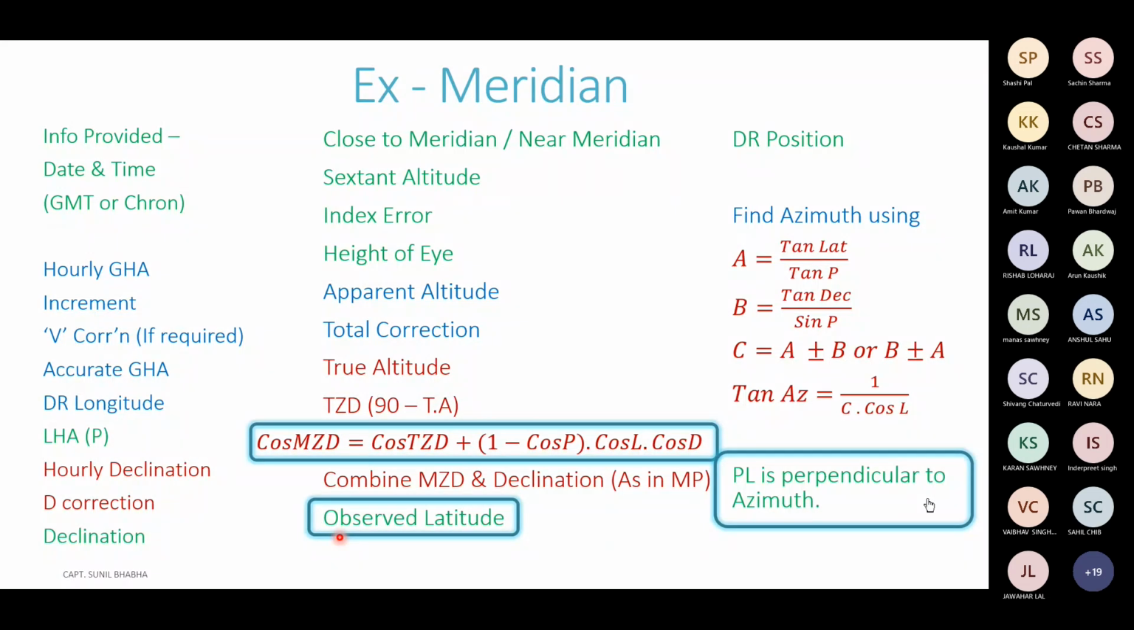Okay. The Marpas can be used only when the body is exactly on our meridian. That means the azimuth is either 000 or 180. And if you remember, in Marpas observation we don't calculate the azimuth. We don't use the ABC method there, because we know at the time of Marpas the body has to be either north or south. This method, the ex-meridian, is used when the body is not on the meridian but it is close to it.